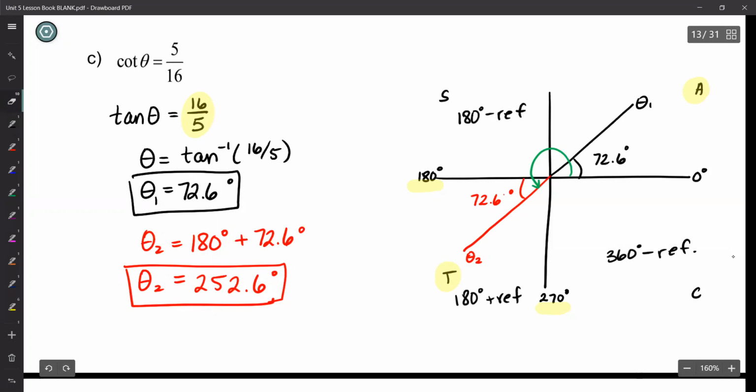Okay, and then can somebody tell me how we can check our final answer here? You have to do a tan with 72.6 and 252.6. Right, and we check to see that it gives us out the decimal value of 16/5. Perfect.